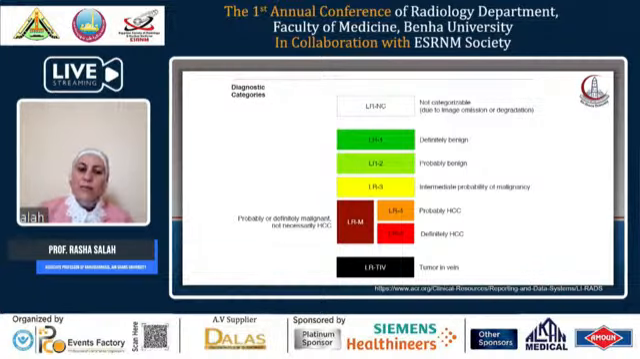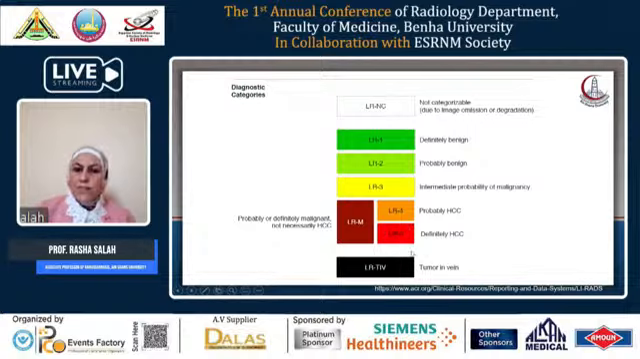So how do we minimize the interpretation fallacies between different radiologists? This is the LIRADS scoring. It is divided into multiple scores from 1 to 5, depending on the confidence in diagnosing HCC. LIRADS 1 means that this is a definitely benign lesion, and we are not suspicious of HCC in this patient. And LIRADS 5 lesions are definitely diagnosed as HCC.